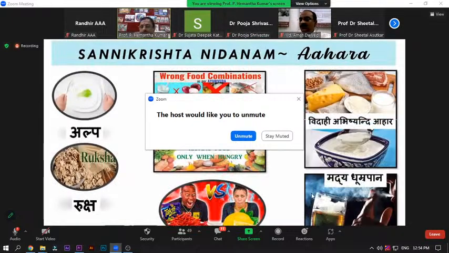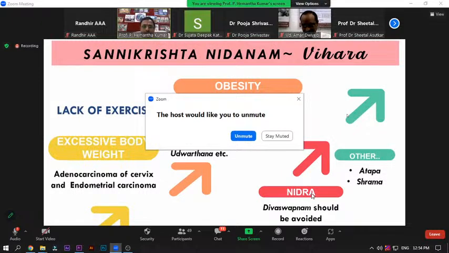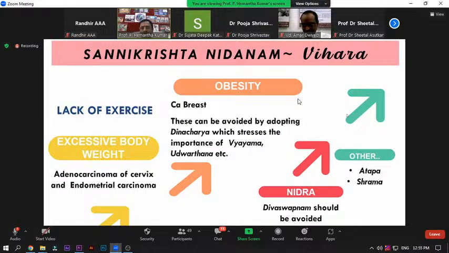These are the various Sannikrishna Nidana mentioned in our classics: Alpa Ahara, Ruksha Ahara, Katu Amla Ahara, Viruddha Vishama Ahara, and Vidahi Abhishanda Ahara, and especially excessive intake of smoking and alcohol. Among Sannikrishna Nidana Vihara, especially lack of exercise. We have seen that in many surgical, especially cancer conditions, lack of exercise leads to excessive body weight. Obesity is one of the important causative factors for development of adenocarcinoma of the cervix, endometrial carcinoma, and CA breast. Nidra Divasabhanam should be avoided. Other Atapa and Srama are also Sannikrishna Nidana Vihara.